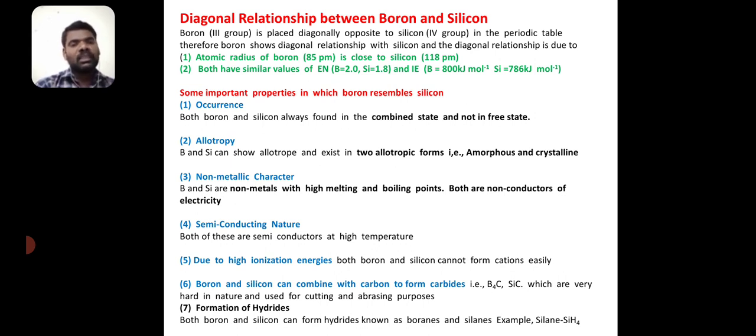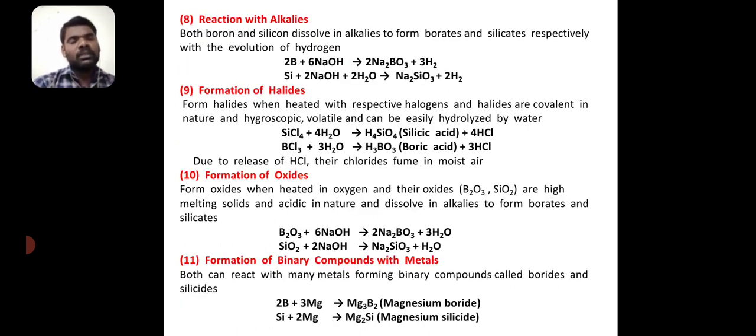Due to the high ionization energy, boron and silicon cannot form cations easily. Boron and silicon combine with carbon to form carbides, that is boron carbide and silicon carbide. The seventh one is the formation of hydrides. Boron and silicon can form hydrides: one is the boranes and the other the silanes. The eighth one is the reaction with alkalis. Both boron and silicon dissolve in alkalis to form borates and silicates. For example, boron reacts with sodium hydroxide to give sodium borate, and silicon gives sodium silicate.